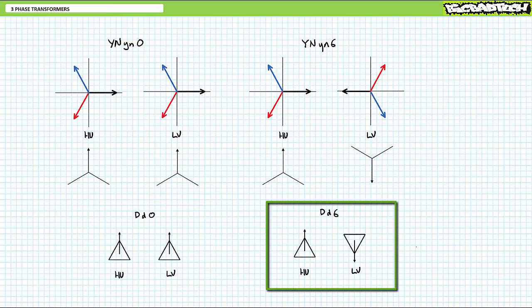Conversely, for a DD6 transformer, the displacement diagram for the high voltage side points straight up, and the displacement diagram for the low voltage side points straight down. You dig? Now that we've got a quick introduction to simplified connection diagrams, displacement diagrams, and clock notation, let's see if we can interpret a couple different representative examples of three-phase transformers and call it a day.